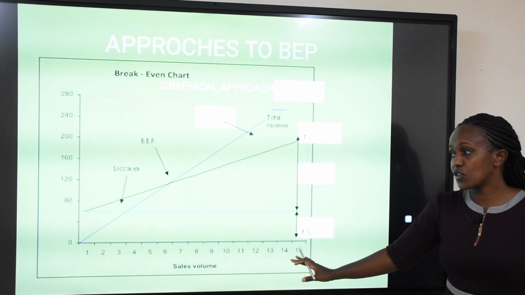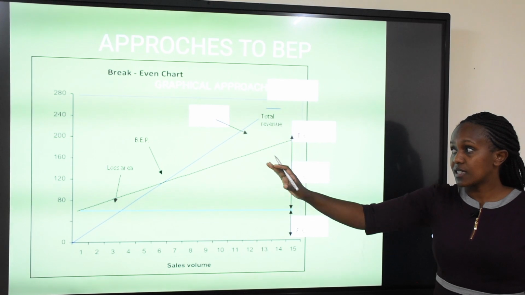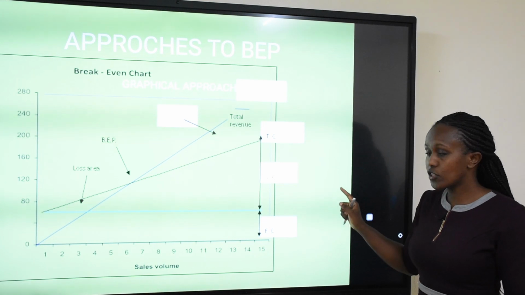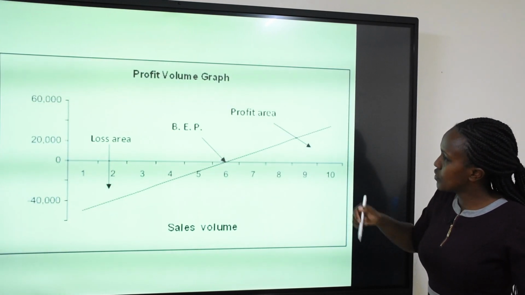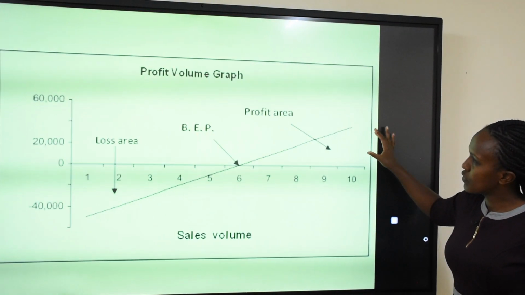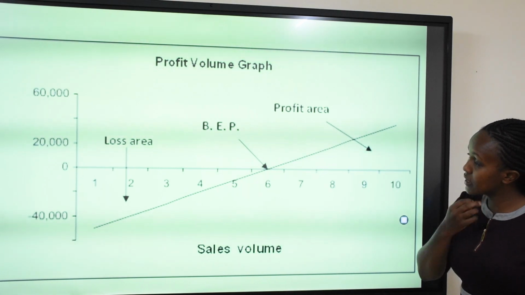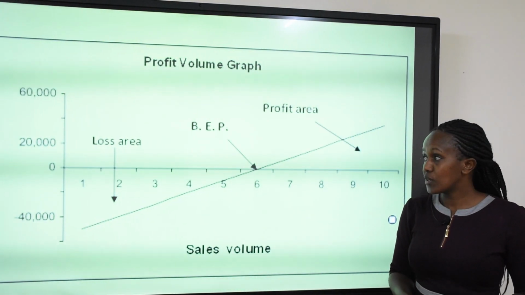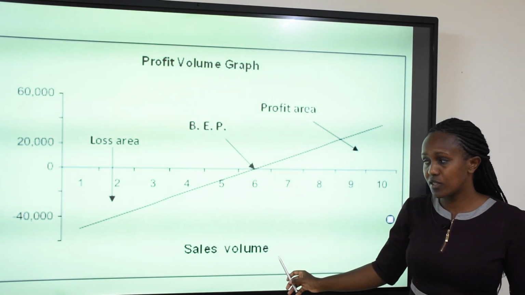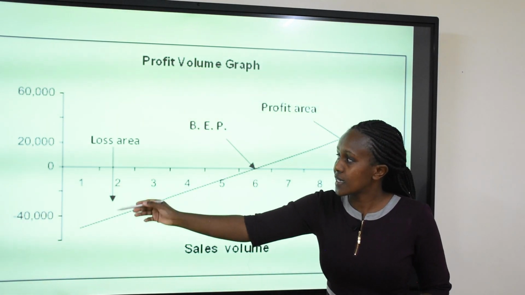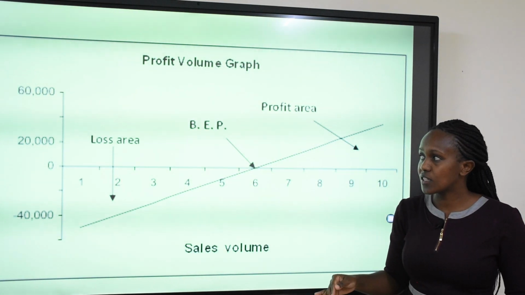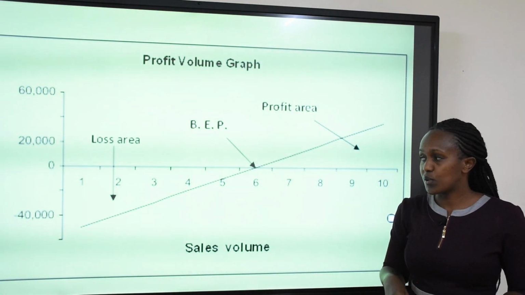We have said on this side you have the sales volume, or the output. On the other side, on the y-axis, you have total revenue and total cost. Also, you can draw what you call the profit-volume chart, or PV graph. So it is a profit and volume graph. On this side, you're going to have the sales volume, while on the y-axis, you're going to graph profit and losses, starting from the negative, which is the losses, to the positive, which is the profit.